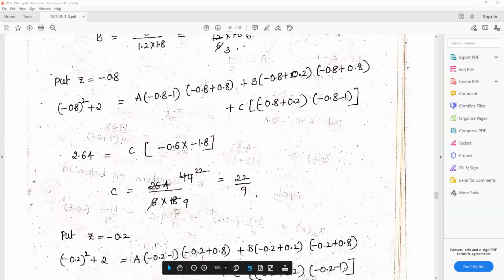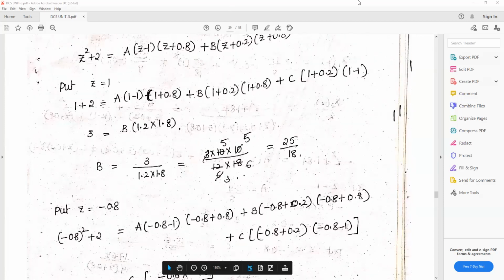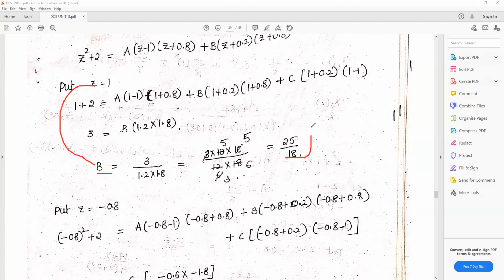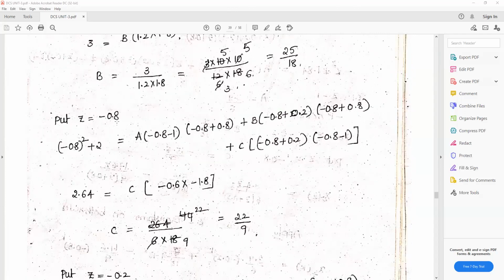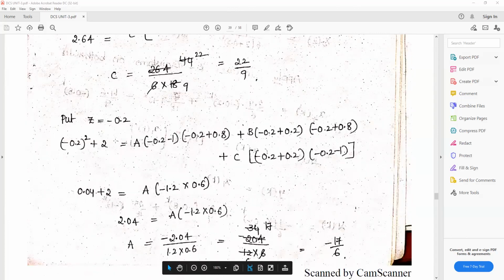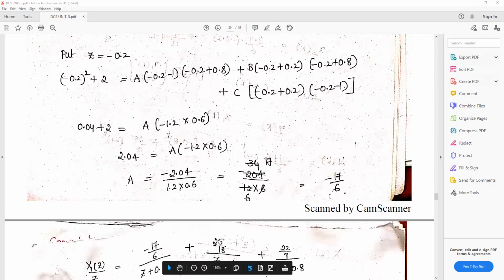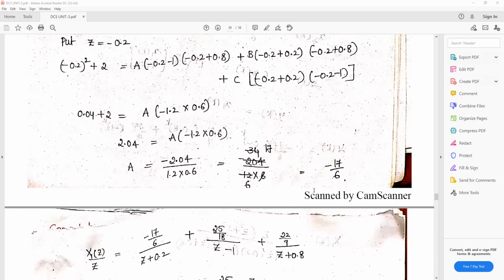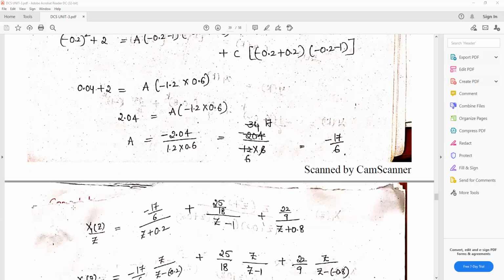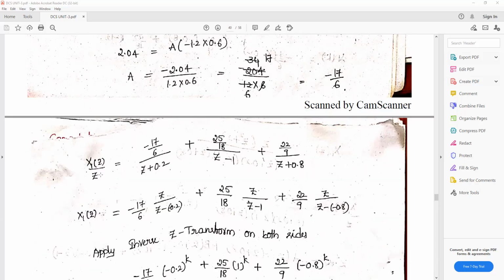So the B value is 25 by 18, for z is equal to 1. And for z is equal to minus 0.8, what is the C value? 22 by 9. For z is equal to minus 0.2, the A value is minus 17 by 6. So this is x1 of z by z.